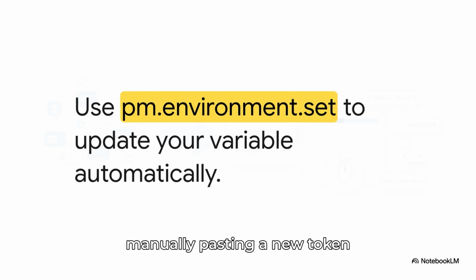Instead of you sitting there manually pasting a new token into your environment settings every hour, your pre-request script can just fetch a fresh token behind the scenes and use this exact command to dynamically update your environment variable automatically. So your main request then fires using a completely fresh token, and you didn't even have to lift a finger.